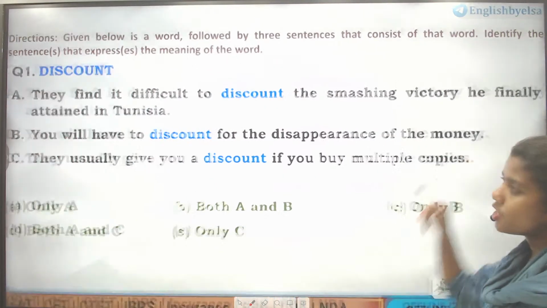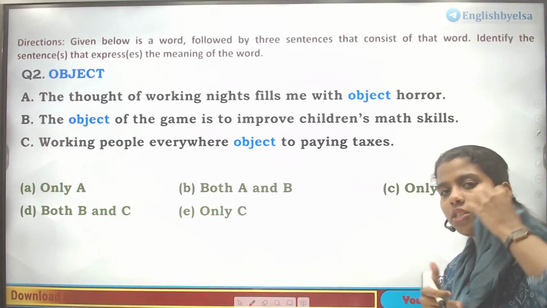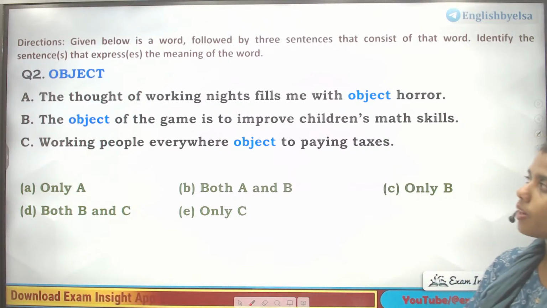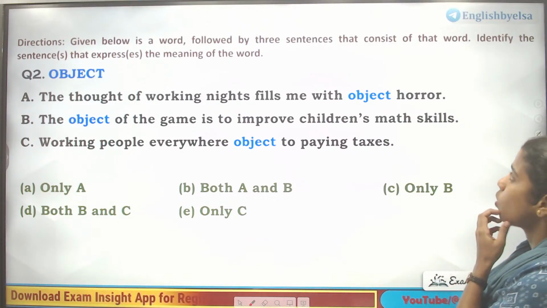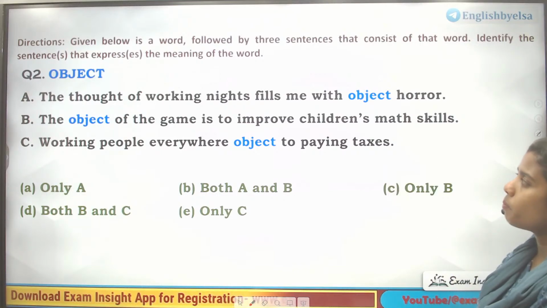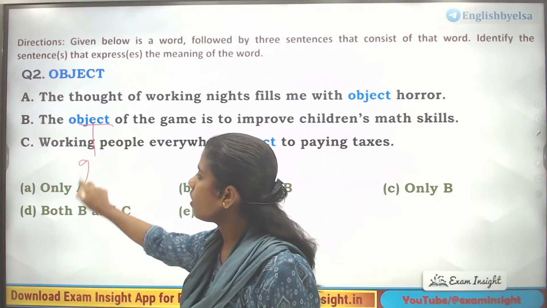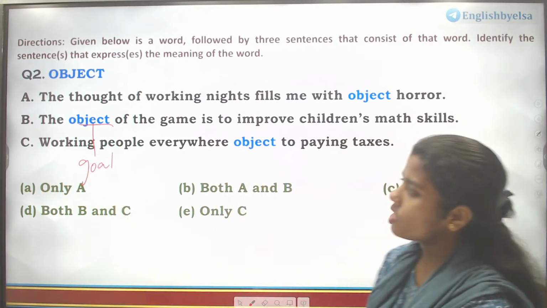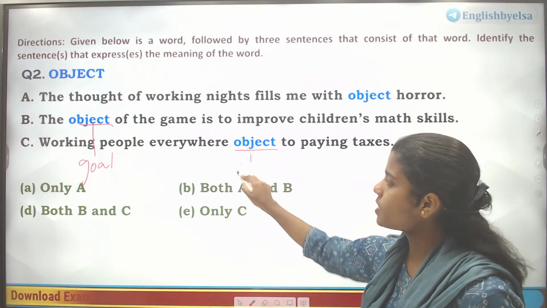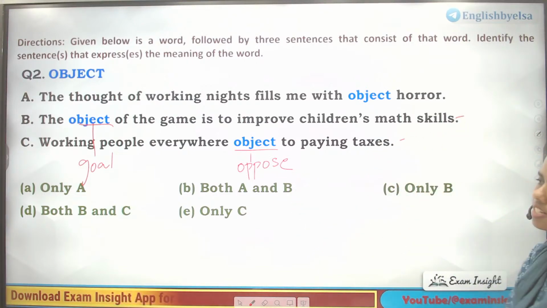Yes. The next one, object is a word. Object also has different meanings. Let's look at the sentence. The thought of working nights fills me with object horror. Second, the object of the game is to improve children's math skills. Object here means goal. Next is working people everywhere object to paying taxes. Here object means oppose. That means second and third is correct.